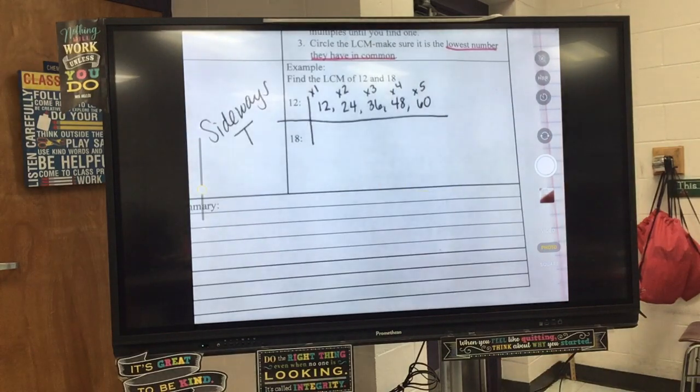Why am I stopping right here? Why did I stop after 5? I don't know, you said we're only doing 5. Right, because that's kind of like the way you do it. You stop after 5. Now let's do 18.